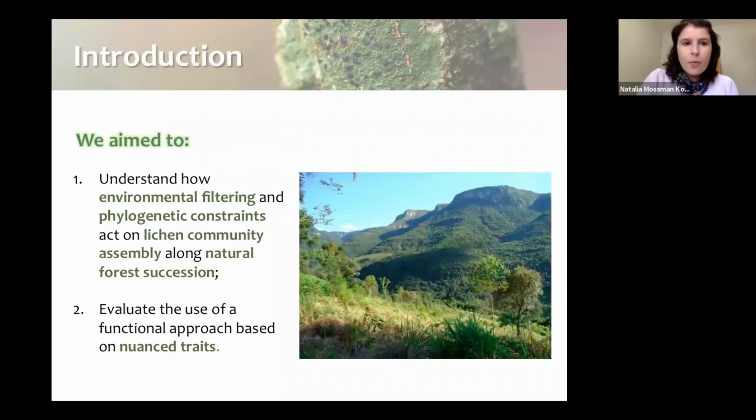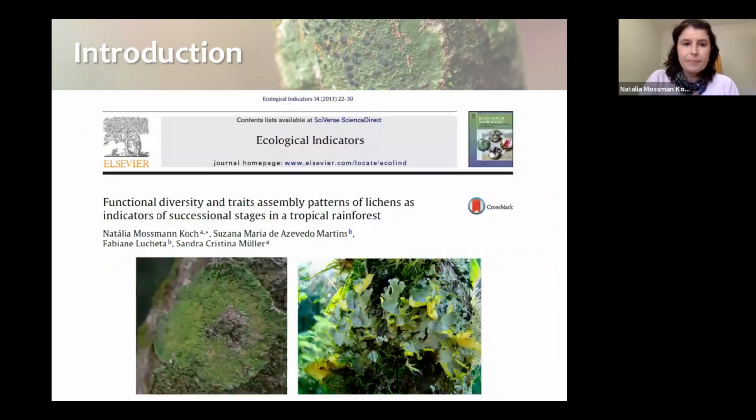So with this work, we aim to understand how environmental filtering and phylogenetic constraints act on lichen community assembly along natural forest succession, and to evaluate the use of a functional approach based on nuanced traits.